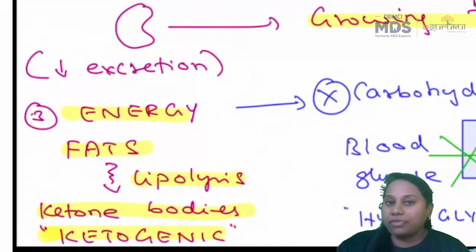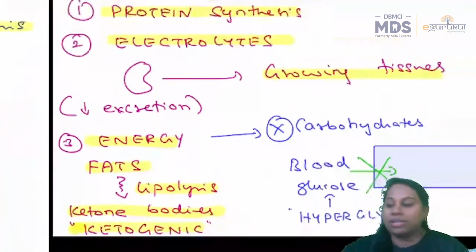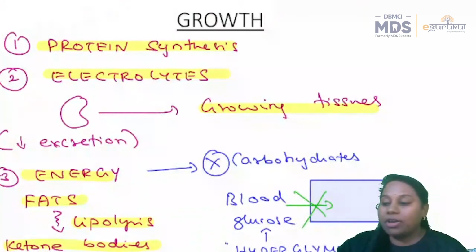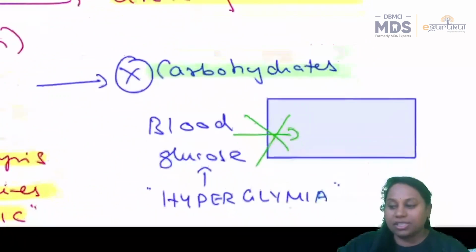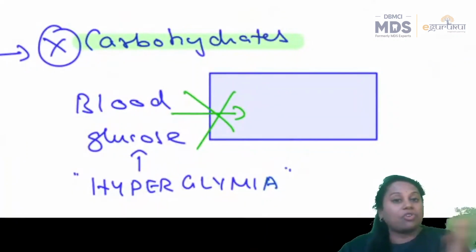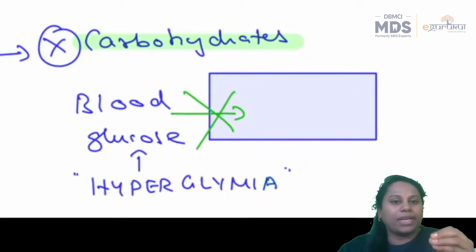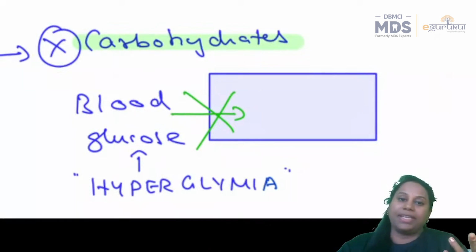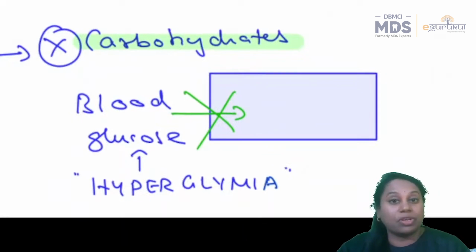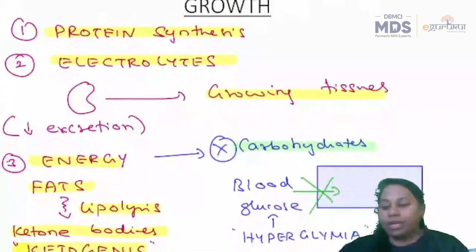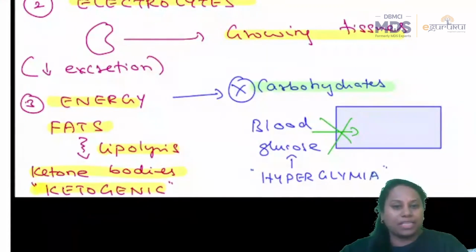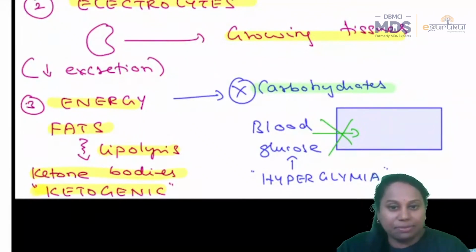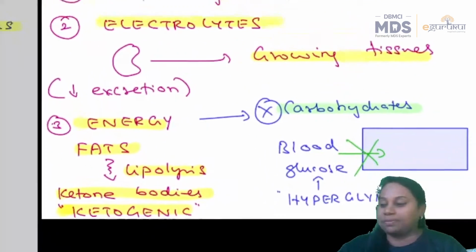Growth hormone uses fats for energy. What is the other source of energy? Carbohydrate. It will not utilize carbohydrates for energy. Cells are not taking up glucose; the raw material of carbohydrate is glucose. All the cells are not utilizing glucose. If the cells are not utilizing glucose for energy, blood glucose will rise. That is called hyperglycemia. So growth hormone increases blood glucose levels. So two important effects: growth hormone is ketogenic and growth hormone is hyperglycemic.